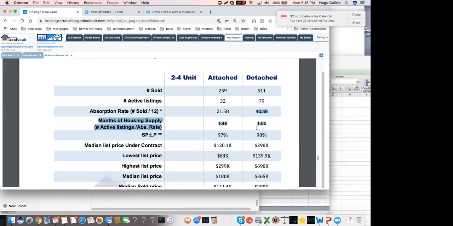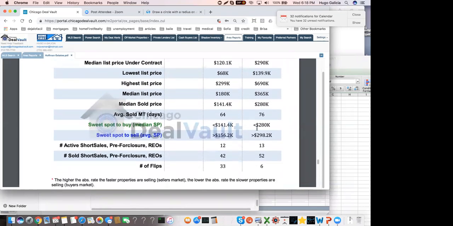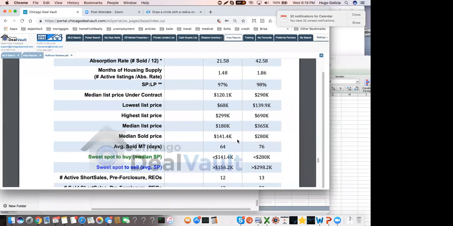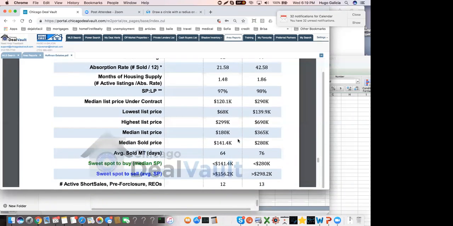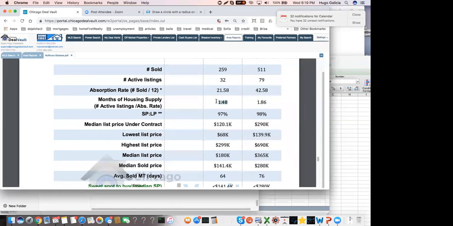And then the last one is the number of flips happening in the area. In this case, there are 33 flips for condos in Hoffman Estates. Now you may wonder why. Let's look at the data. As you can see, it only takes a month and a half before all the inventory runs out, assuming no inventory comes into the market, right? The reason is that properties are moving very fast in Hoffman Estates for condos.